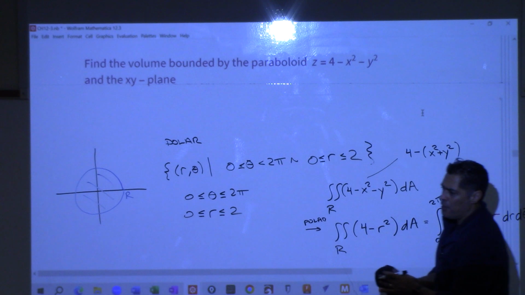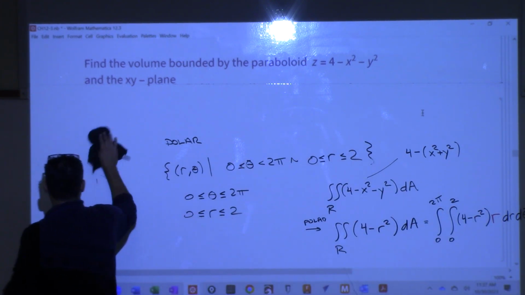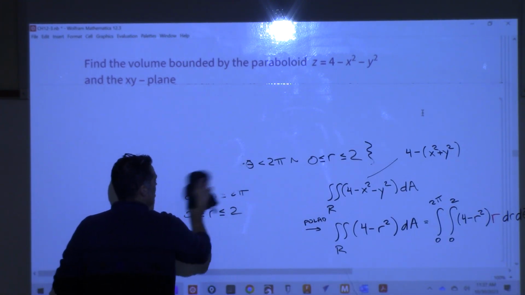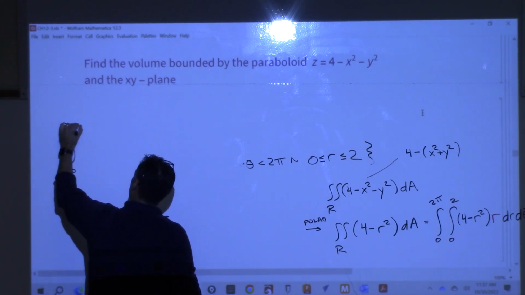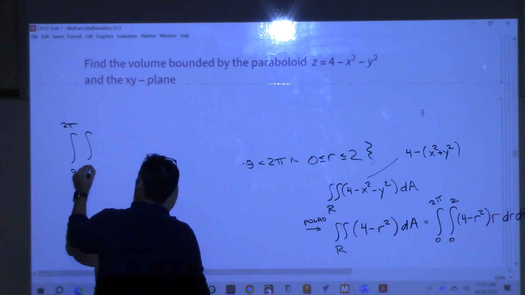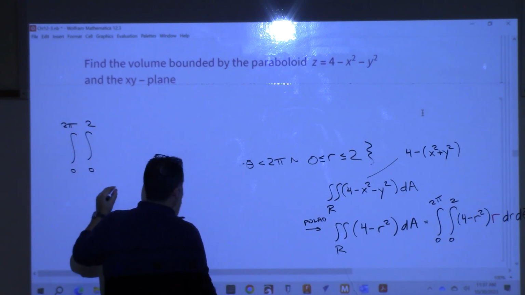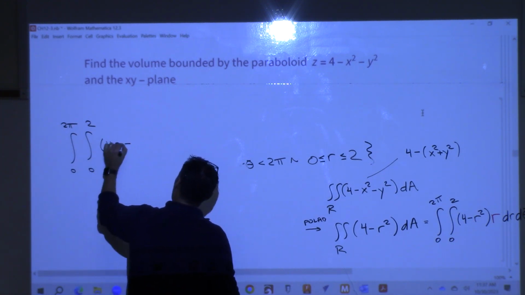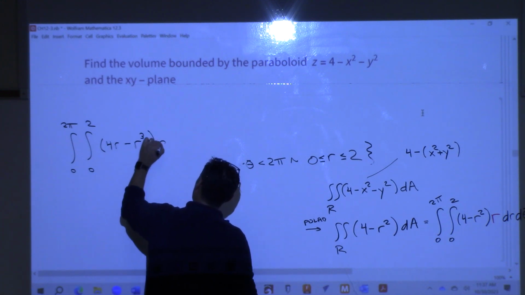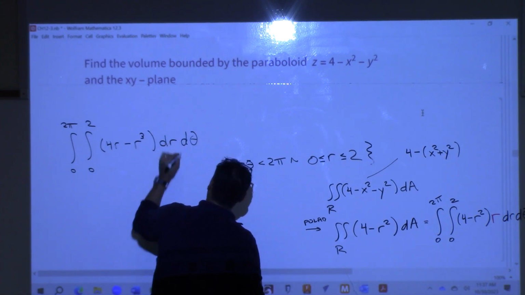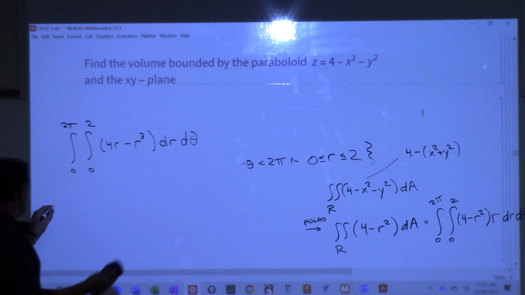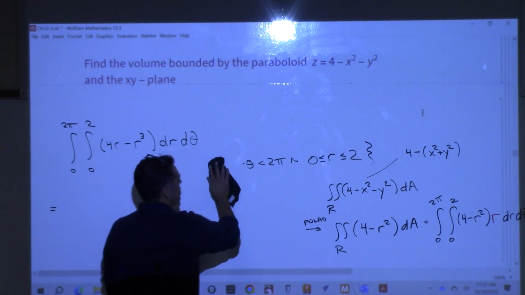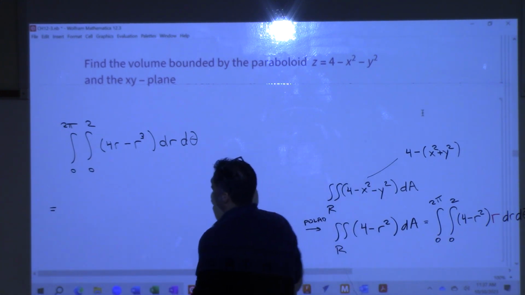One more thing, and then I'll say I'm done with this problem. Get the r distributed through. So 0 to 2 pi, 0 to 2, 4r minus r cubed dr d theta. And I think that would be pretty straightforward, wouldn't it? So I want to show you something. We're done. I want to show you something that we can also do here.